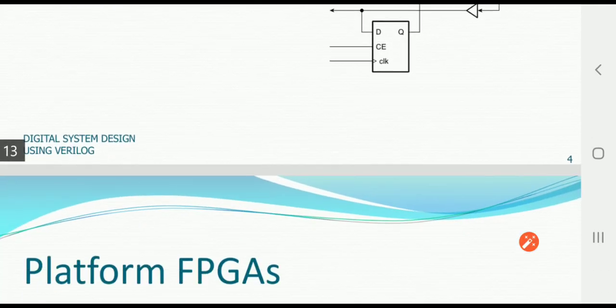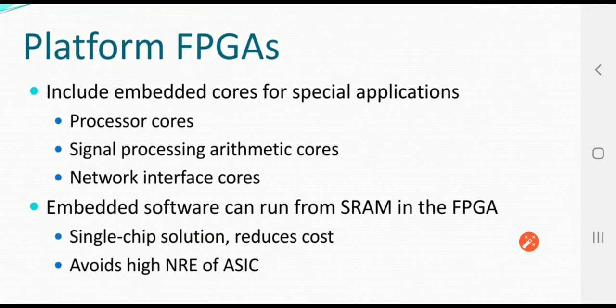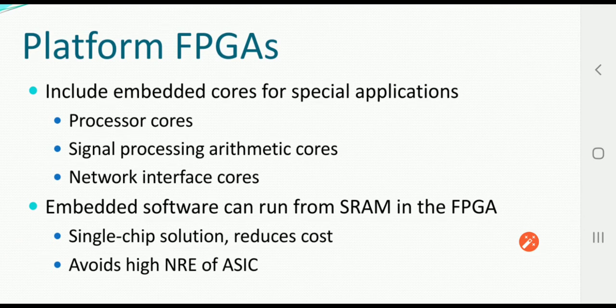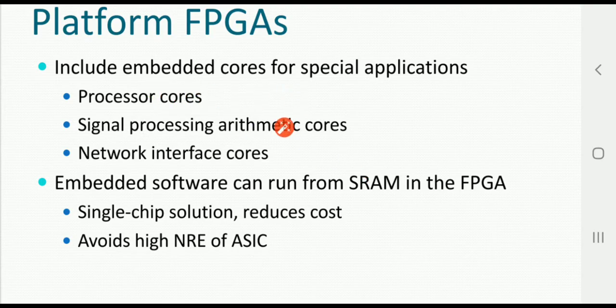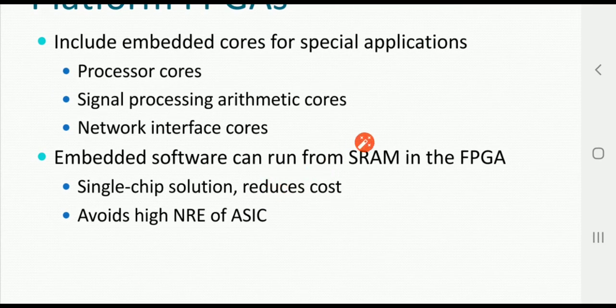Next are platform FPGAs. Platform FPGAs are used for special applications which require a particular core, like embedded cores such as processor cores, arithmetic cores or network interface cores. If one specific application is required, then that application uses any one processor core or arithmetic core. By doing this, it allows us to reduce the cost, it is a single chip solution and avoids the high NRE of ASIC.